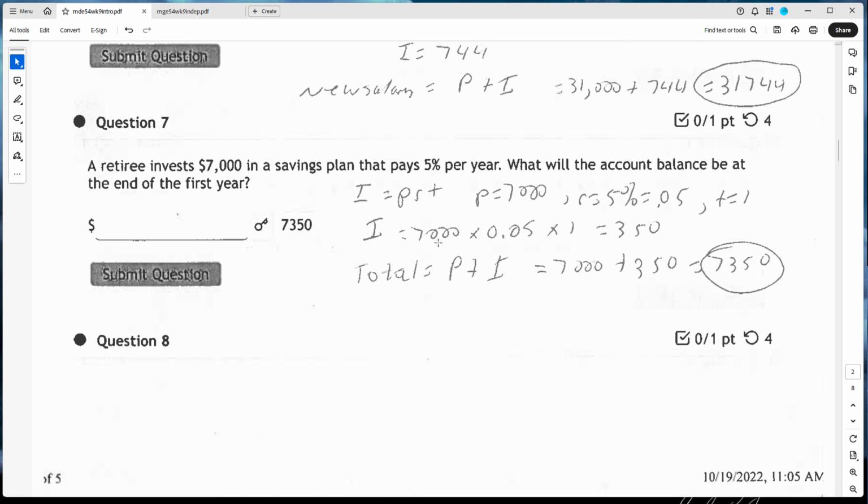Then I plug into the formula and I multiply, and I end up with the interest being $350. So the total is going to be the principal plus the interest. 7,000 plus 350 gives me $7,350. That's how much she'll have at the end of that first year.